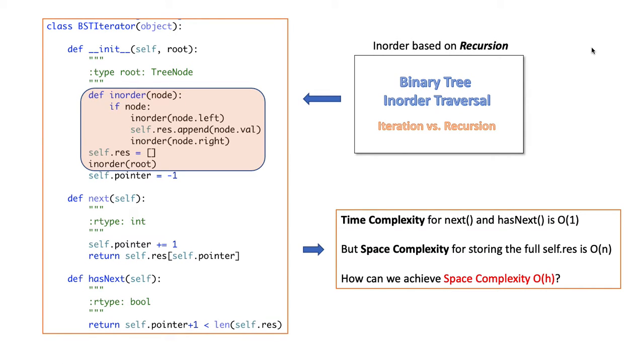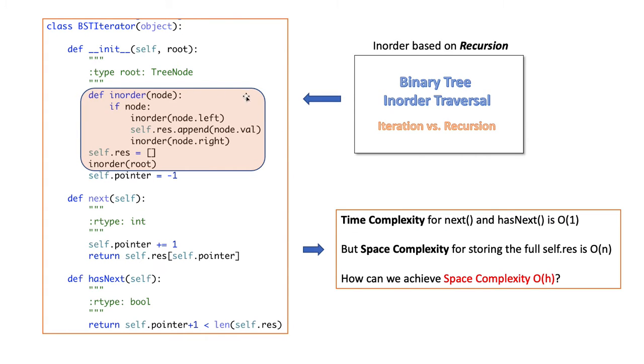First of all, I'd like to show you when we will exceed the space complexity of O(H). If you are familiar with the in-order traversal based on recursion, you know it can be implemented like this. And feel free to look up my other video about binary tree in-order traversal in more detail.